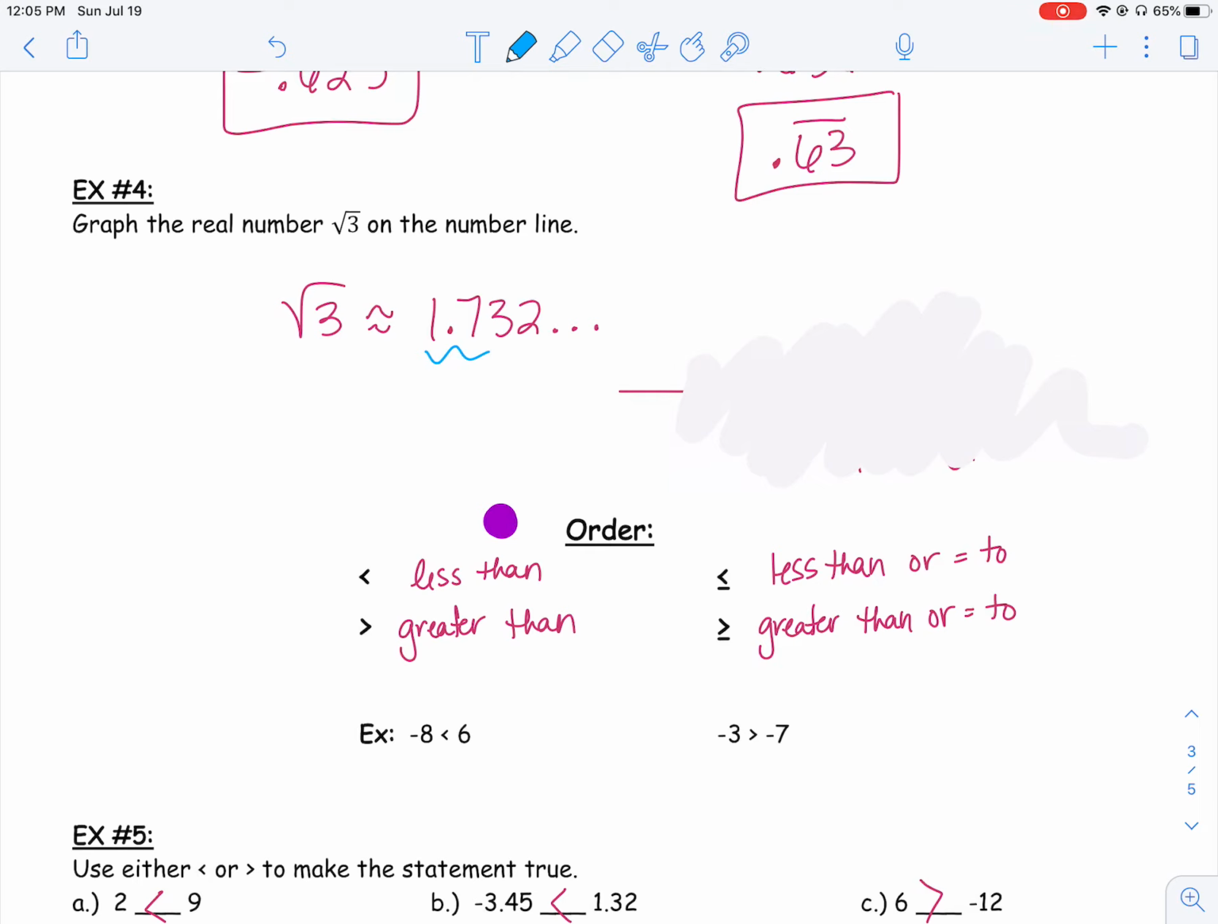I know it's 1.7-ish, right? So not 1, not quite 2, a little bit more than halfway. It's a little bit more than 1.5. So I can graph it on my number line a little bit more than halfway between 1 and 2. I can say here is approximately the square root of 3, 1.732, on and on. So make sure that you can convert from a fraction into a decimal so you can visualize the approximate value of that number and be able to graph it on a number line.